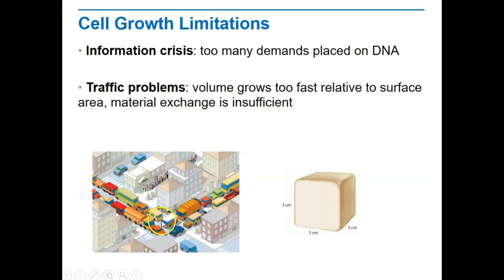Okay, and in a cell, you have traffic problems, right? We have to get garbage from one place to another. We have to get proteins from one place to another. And if the cell volume gets too big, there's not enough surface area to get food in, to get garbage out, and it's really hard to get everything where it needs to be. So big cells are not very healthy compared to small cells. There's a lot of problems when you're a big cell.